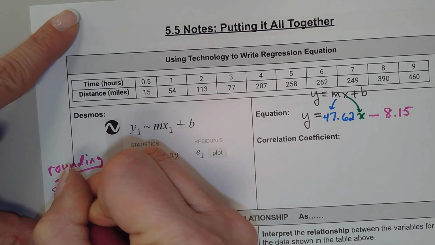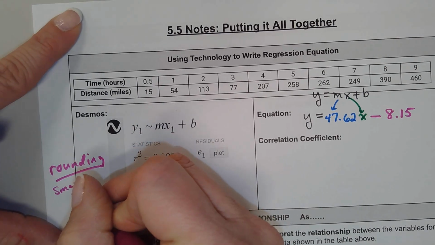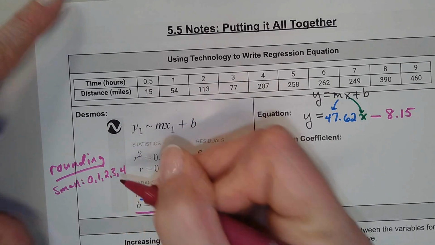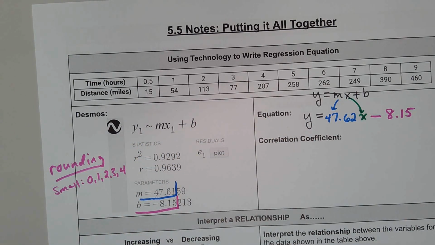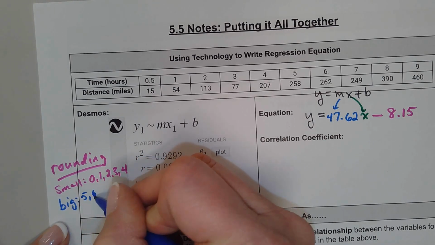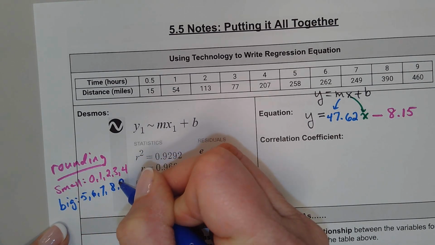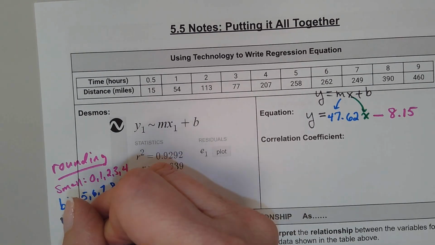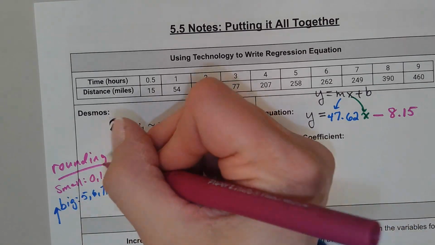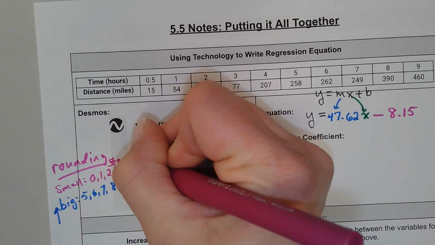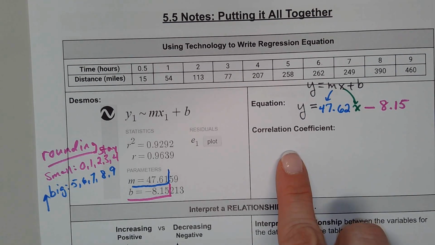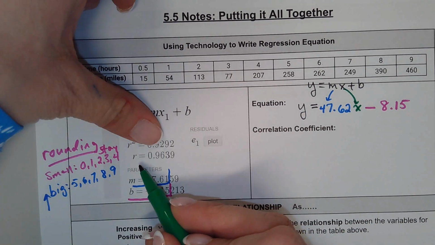Okay. So when you do your rounding, the small numbers are 0, 1, 2, 3, and 4. And the big numbers are 5, 6, 7, 8, and 9. The big numbers you would bump up, and the small numbers you just stay. We never go down.